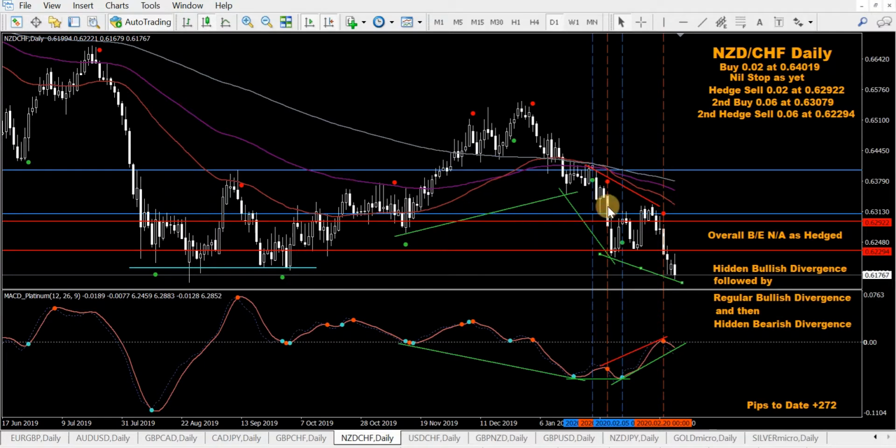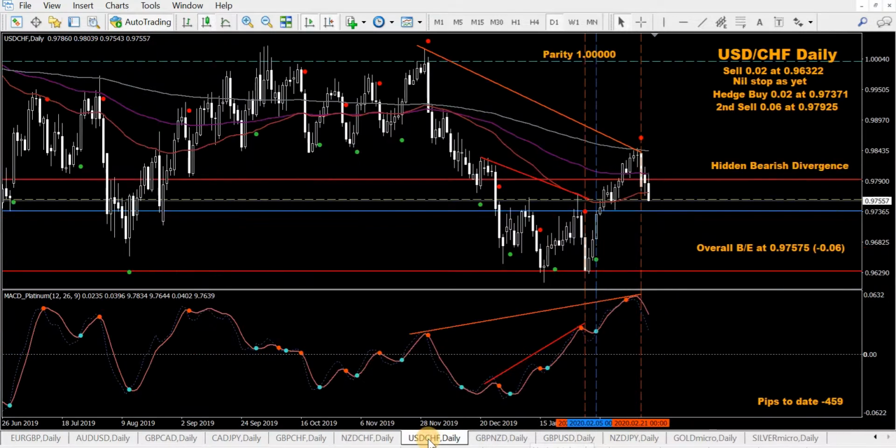Right, New Zealand Swiss. What have we got here? Well, I know I'm hedged because I can see my notes. Took a buy, hedge sell, second buy, second hedge sell. I think I said this, probably should have taken that as an individual sell also as a hedge. Could have got a few pips out of that, unbeknownst to me. And I've drawn my trend lines in, looks like it's setting up for regular bullish divergence, looking for a third buy trade to try and get up here. Generally a slow moving pair, so nothing to get too concerned about.